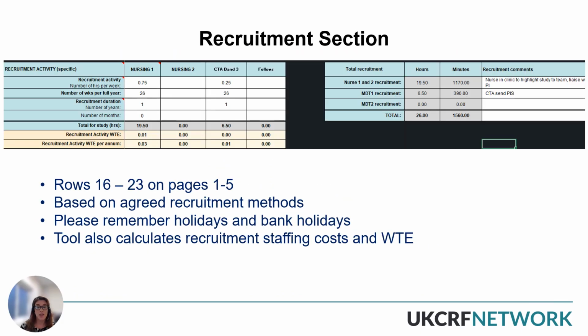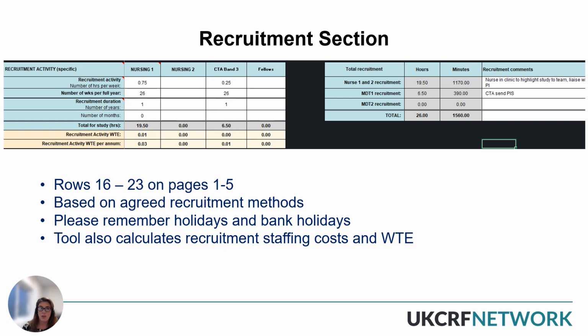And now we move on to the recruitment section. This section here should include all of the activities required to identify patients and invite them to their screening visit. This would include activities that your team are doing, such as pre-screening. As you can see on the screen, this is in rows 16 to 23. It's the same layout across pages 1 to 5. This is just a demo, just an example on the screen that you can see. It's not from a real study.